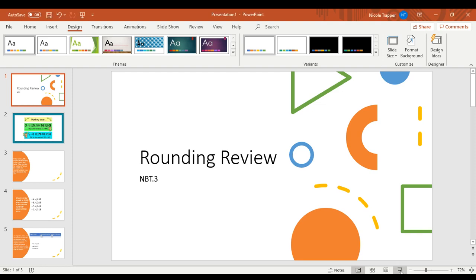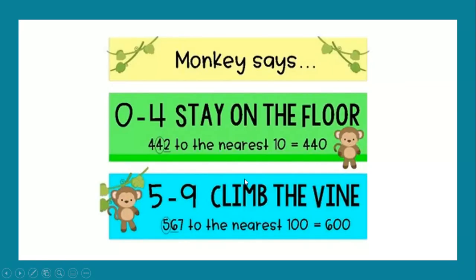In this video, we will review rounding. So we have to remember that 0 to 4 stays on the floor and 5 to 9 climbs the vine. So when the number we underline is 0 to 4, we know that the number we circled stays on the floor or stays the same. In the instance of 5 to 9, when we underline a digit that's between 5 to 9, the number we circled climbs the vine up 1. So this would become 600.